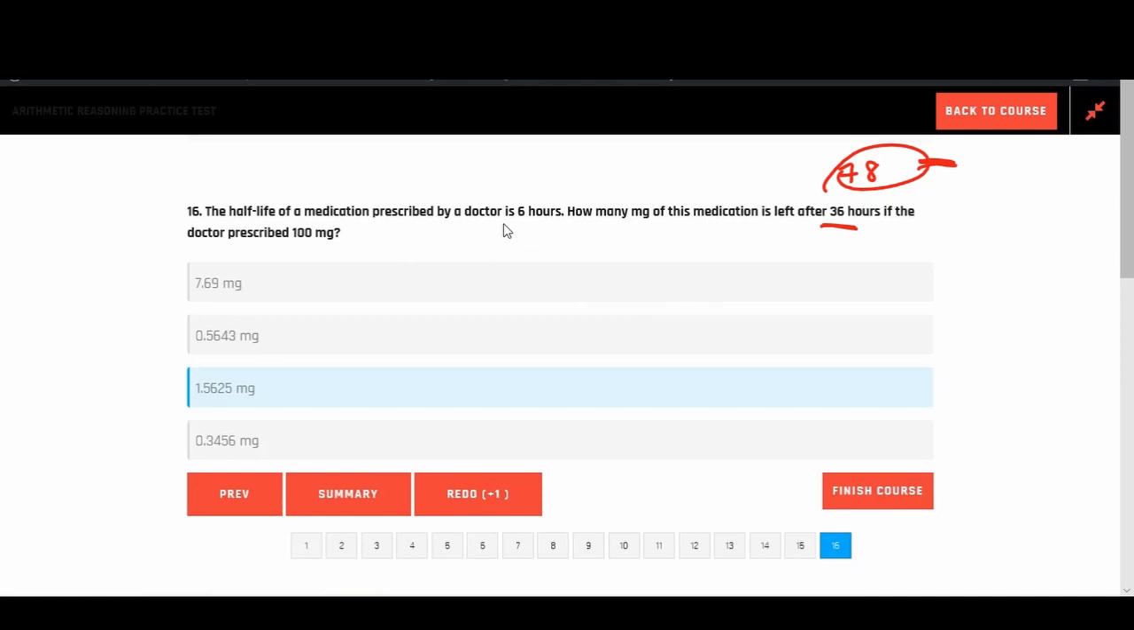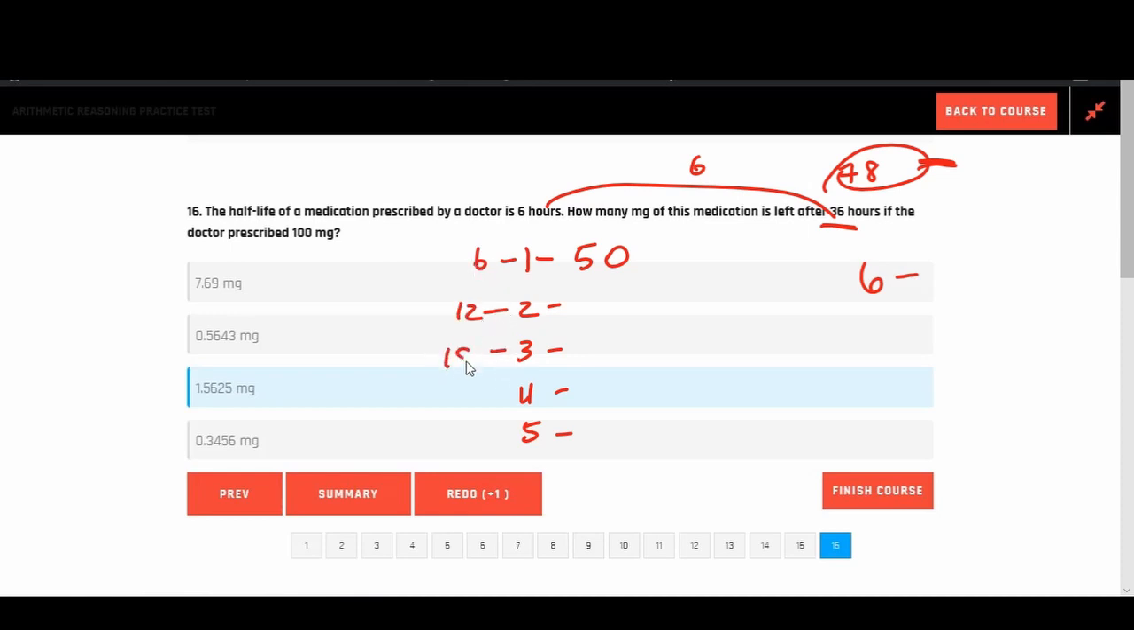So half-life means after every 6 hours, the amount of the medication is cut in half. We know that 6 goes into 36 6 times. So there's going to be 6 iterations in which this medication dissipates by 1/2. So let's go ahead and get this set up. 1, 2, 3, 4, 5, and I'll put 6 over here. So after 6 hours, we go from 100 milligrams to 50 milligrams. Again, this is 6, 12, 18, 24, 30, and 36 hours accordingly. So these are our hours.